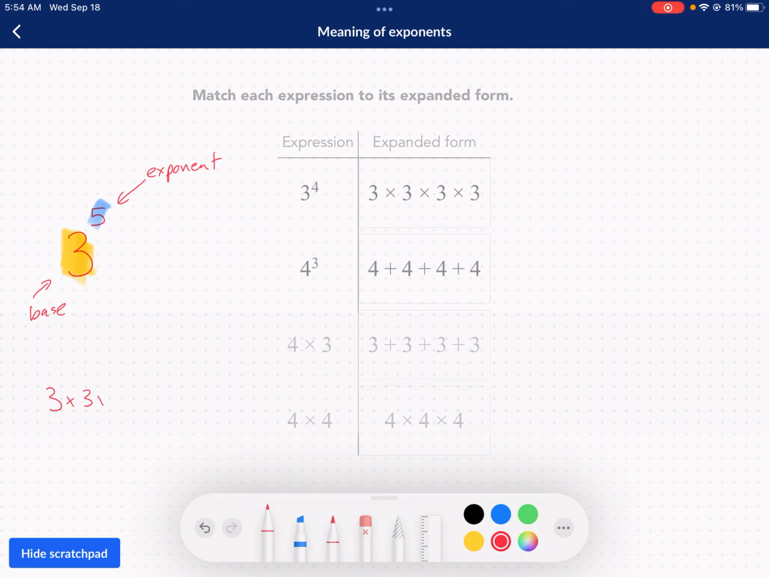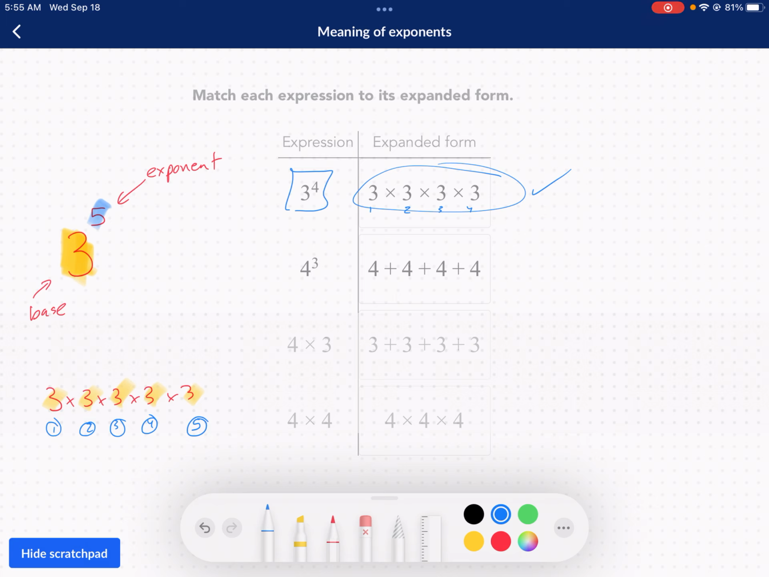First I'm going to do 3 times 3 times 3 times 3 times 3. So what did I do here? I multiplied 3 by itself 1, 2, 3, 4, 5 times. You can see my base was the 3, and my exponent was the 5. I multiplied the base by itself 5 times. Looking at these examples, we have 3 to the 4th power. That's the same thing as multiplying 3 by itself 4 times. You can see it's already matched up with the correct expanded form, so that one is good.